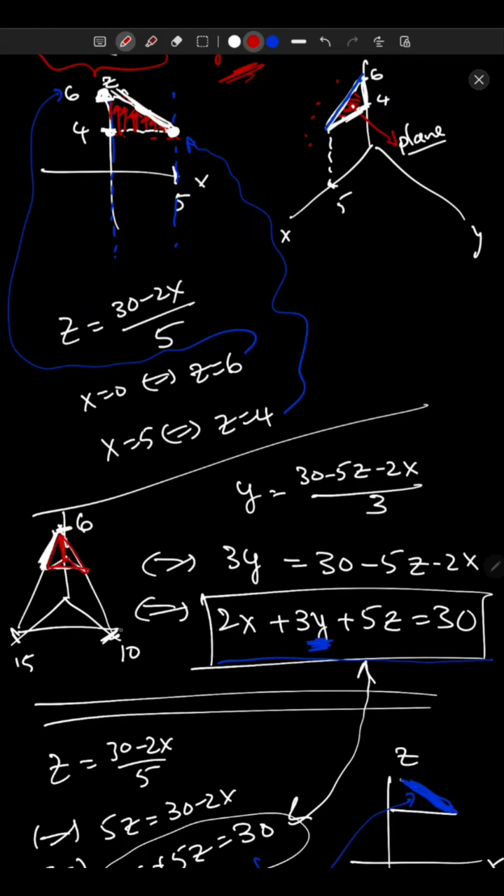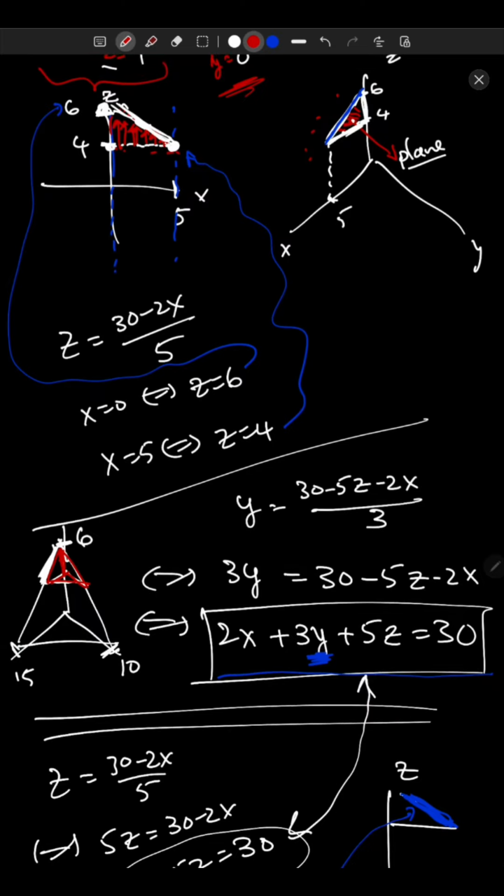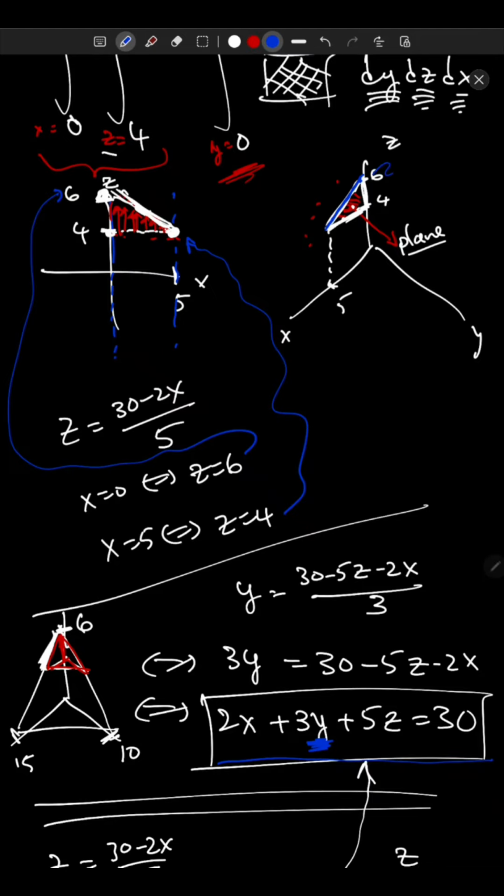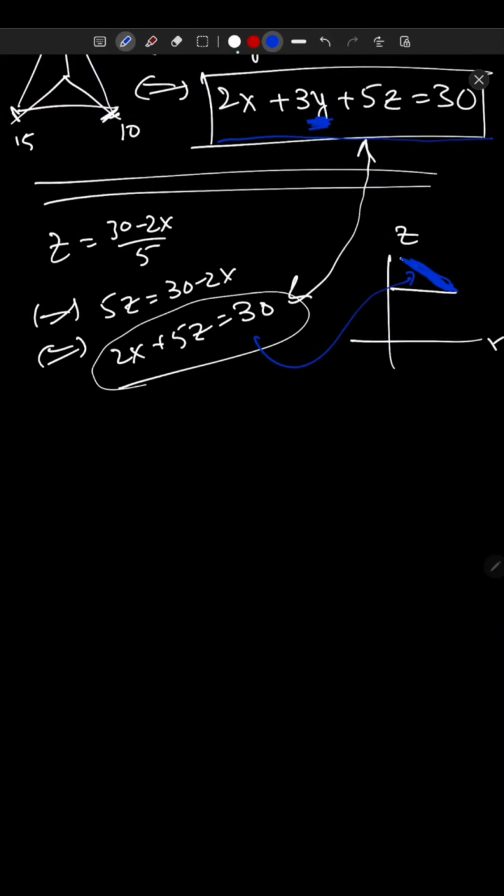So ultimately, our region is this upper portion of the full tetrahedron. Okay, so in terms of our shadow, it would be something like that. So we're integrating from here until we hit the plane. Here until we hit the plane. Okay, maybe that's a little messy. Let me redraw it down here.